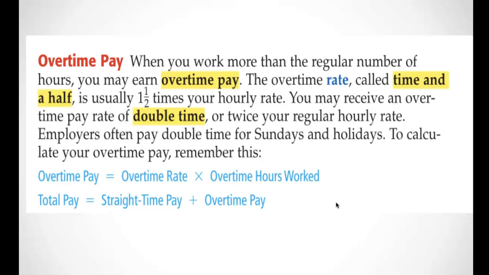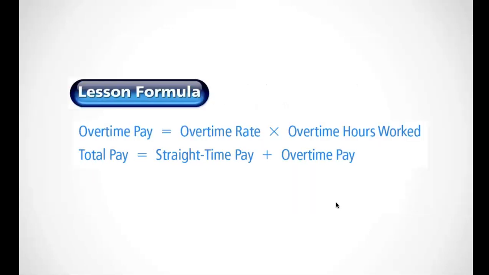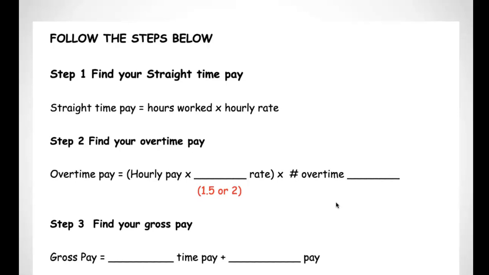To calculate the overtime pay, remember this. You're going to take your overtime pay rate times the overtime hours worked, and then your total pay is your straight time pay, which you normally would get, plus your overtime pay. You're adding those two together. So for this lesson, I have found it very helpful to write it in 3 different steps, and you have these steps on your note-taking guide.